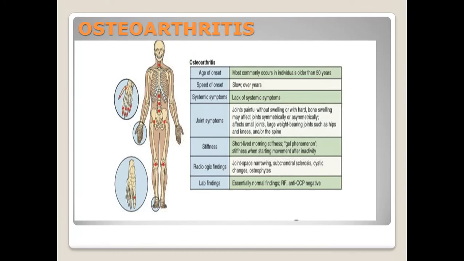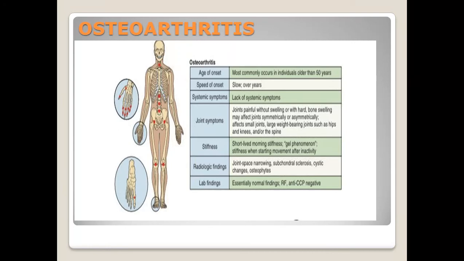Osteoarthritis is most commonly seen in individuals older than 50 years, and the onset is very slow. It's a chronic disease evolving over the years. Normally you don't see many systemic symptoms in this, whereas in rheumatoid arthritis, more systemic symptoms are involved. The joints are painful with or without swelling, may be affected symmetrically or asymmetrically, and both small joints and large weight-bearing joints such as hips, knees, and the spine are affected.